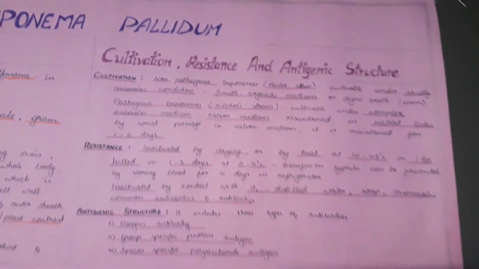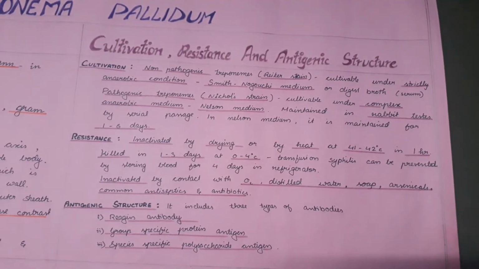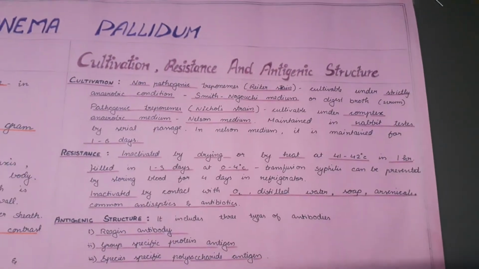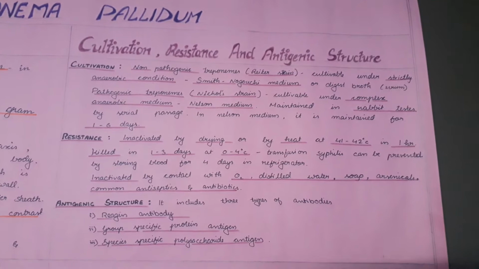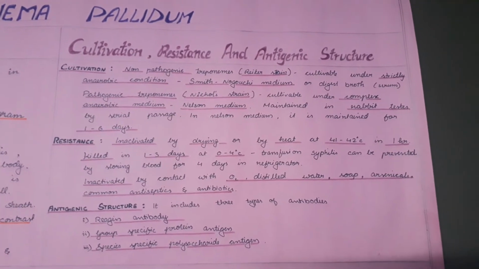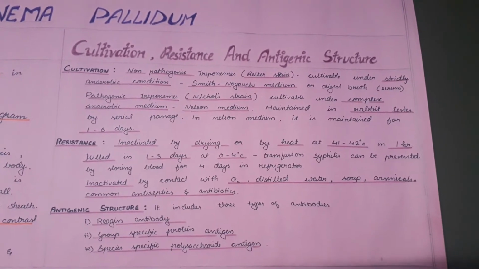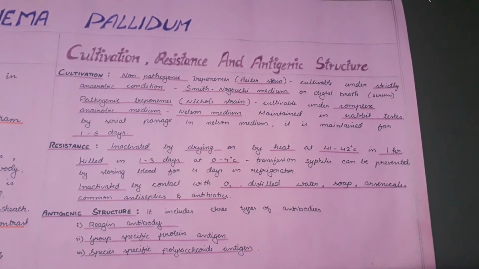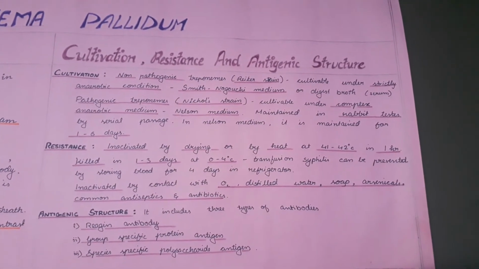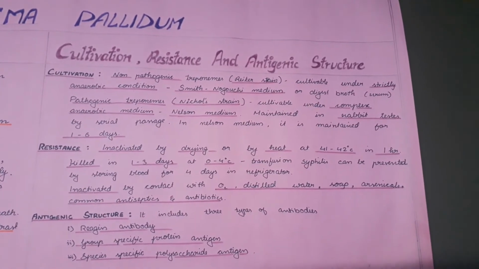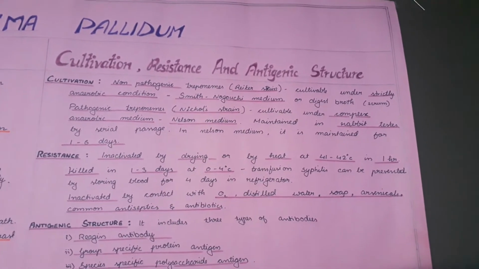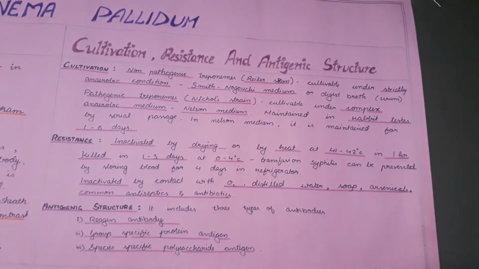Next, coming to the cultivation, resistance and antigenic structure. Cultivation. There are two kinds of organism, non-pathogenic treponemes and pathogenic treponemes. Non-pathogenic treponemes are also called Reiter strain. It is cultivable under strictly anaerobic conditions. The medium used is Smith-Noguchi medium or digest broth.